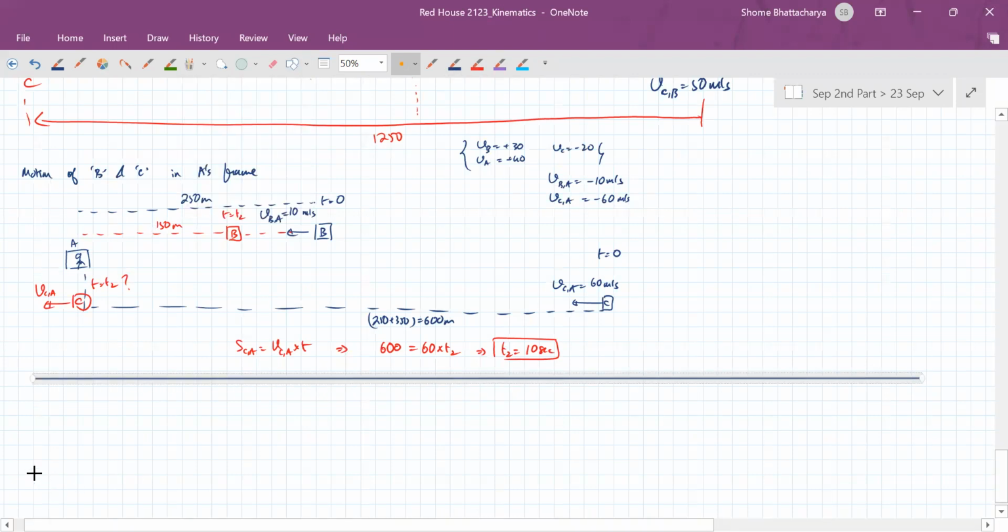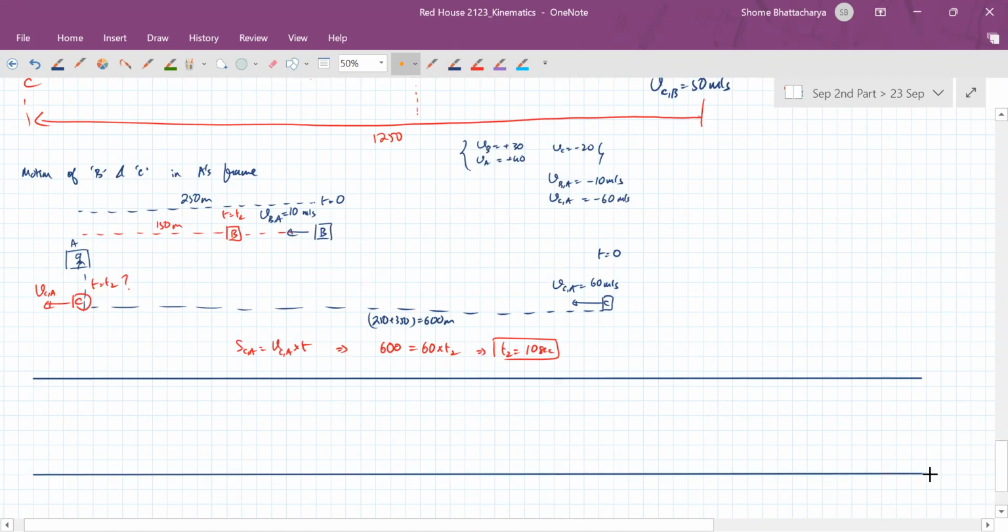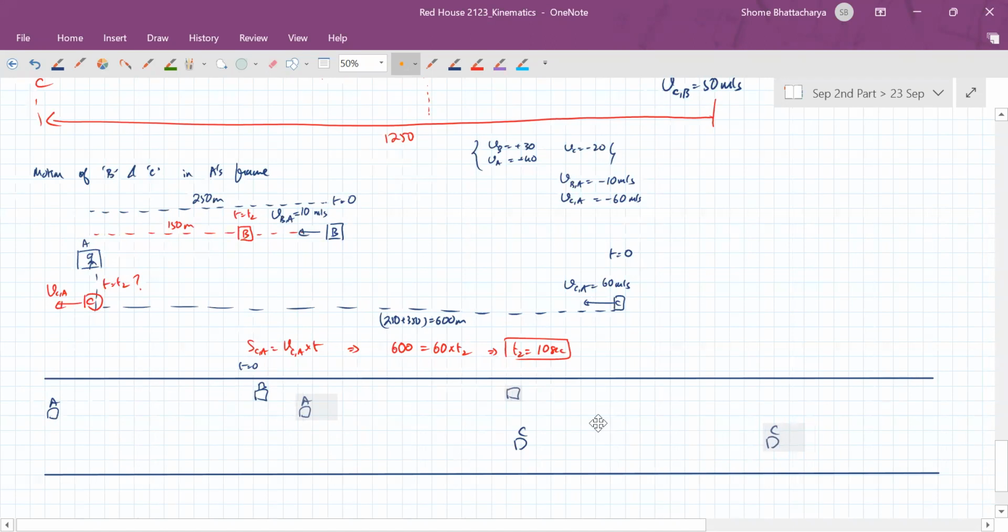That you will see that, let's say, initially A was here, B was here, and C was somewhere here. This was the situation at t equal to 0. Just like this, let's say.